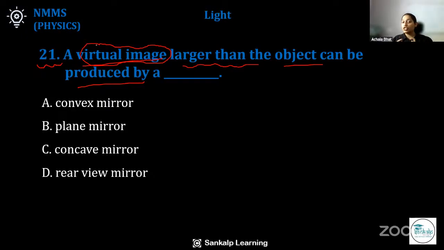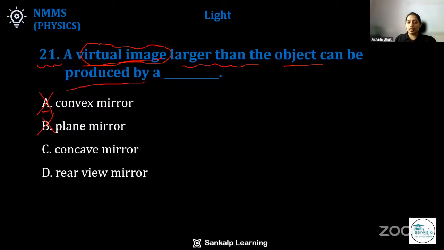A virtual image larger than the object can be produced by option A, convex mirror. See, this convex mirror is usually used as a rear view mirror. In that case, we observe a small image, not a large image. So A is wrong. B, plane mirror. In a plane mirror, yes, the image size is equal to the object size. Even though it is virtual, the sizes are equal.